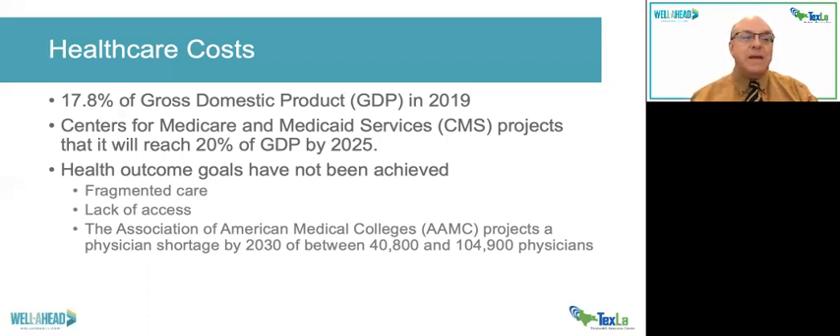So the AMA projects that there will be a physician shortage by 2030 of between 40,000 to 100,000 physicians. So this is another reason why we are projected to not be able to reach all of our health goals for our patients in the future. But again, I truly feel if we can improve efficiencies by employing some of these telemedicine techniques for which we now have billing capabilities, we will be able to help people achieve their healthcare goals.